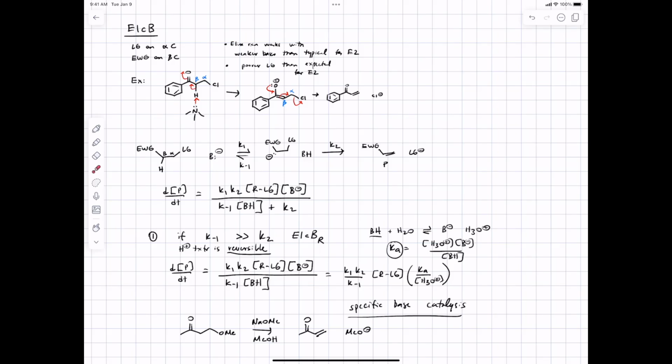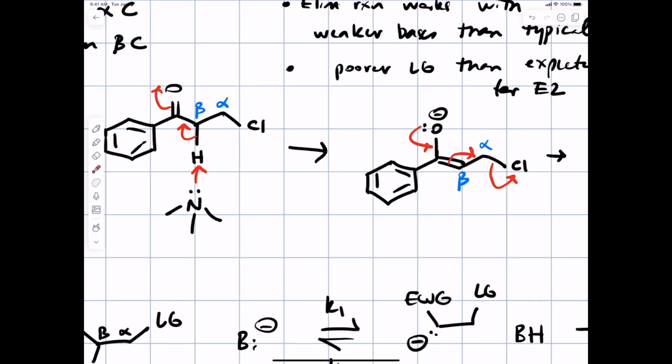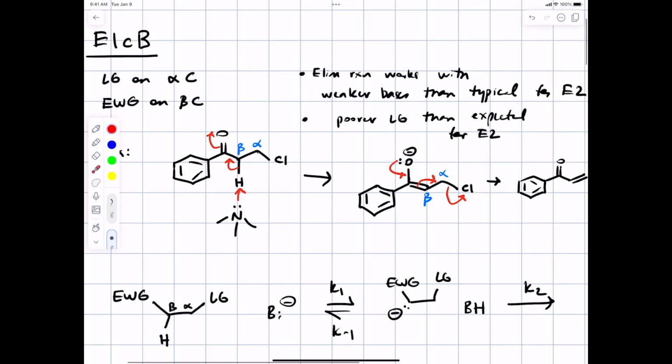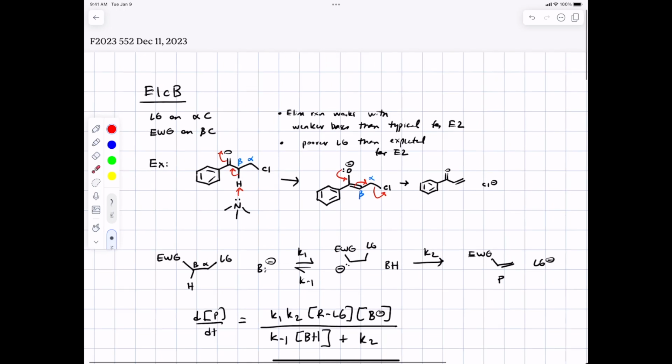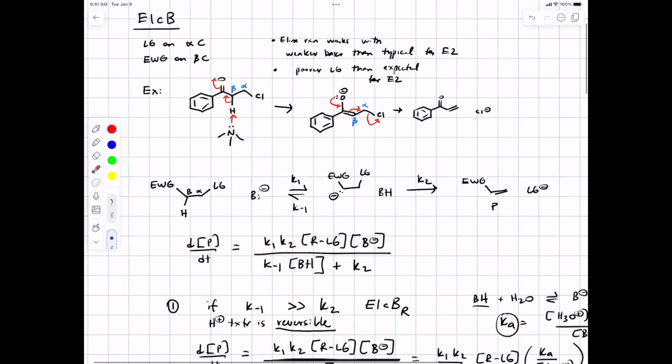All right, so we deprotonate first to get a resonance stabilized intermediate. Usually there is an electron withdrawing group on the carbon adjacent to the beta carbon, so that you can stabilize the anion by resonance. Then electrons kick down and the leaving group leaves to give you the elimination product.